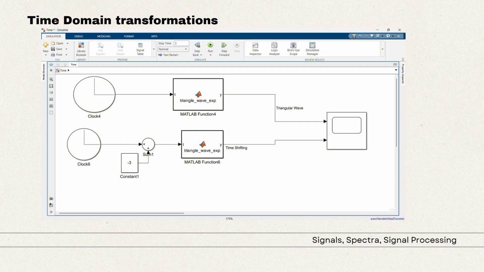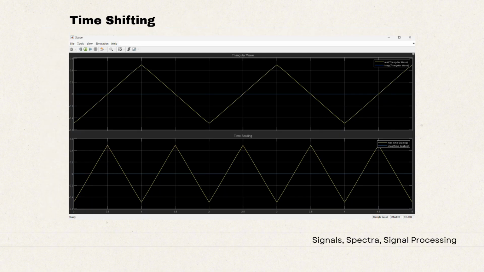Lastly, for time shifting, we add or subtract a constant from the time input using a sum block. A positive value causes the waveform to delay, shifting to the right, while a negative value advances it to the left. This shift does not change the waveform shape, only its position along the time axis. In Simulink, this is implemented using a constant block connected to a sum block before feeding into the waveform generator.